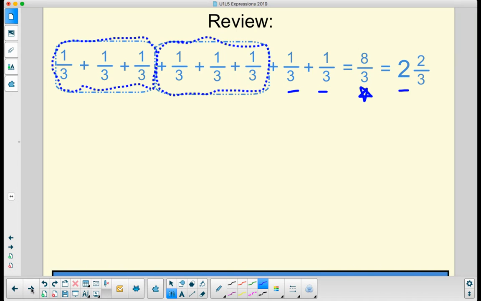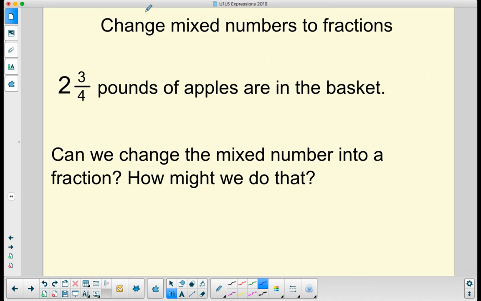All right, going on. Changing a mixed number to a fraction. So let's say I start with a mixed number, 2 3/4 pounds of apples are in a basket. Can we change the mixed number into a fraction? How do you think you would do that? All right, so let me just check something quick. So first of all, what do we have?